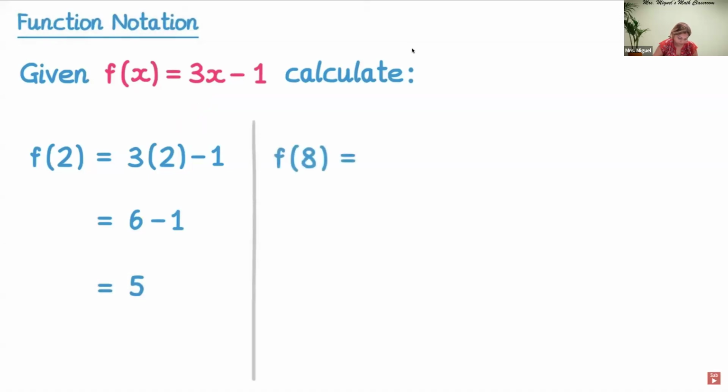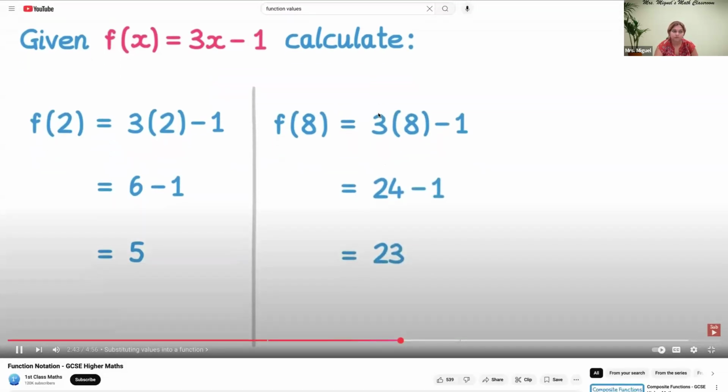Now let's try f of 8. So again we'll write down 3x minus 1, but change the x's to brackets, so 3 bracket minus 1. And take the input, which is 8, and put that inside the bracket. So 3 8's are 24, and then minus 1. 24 minus 1 is 23.